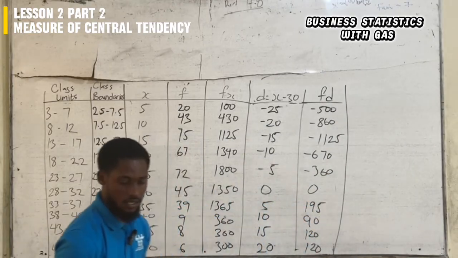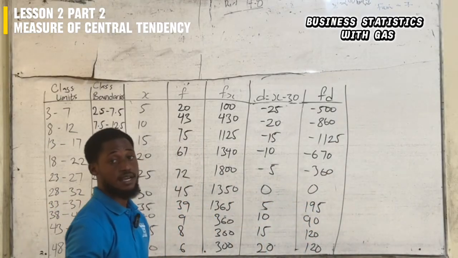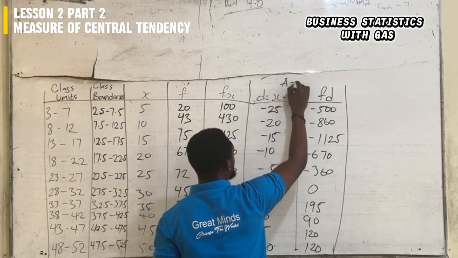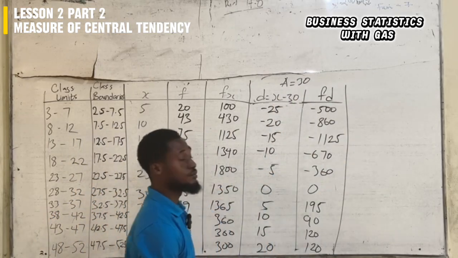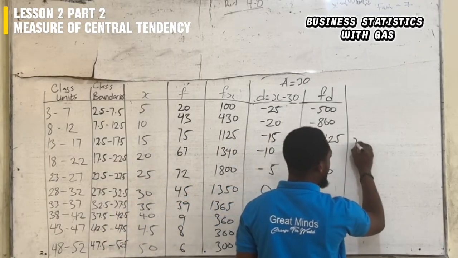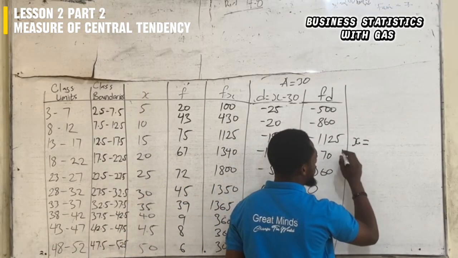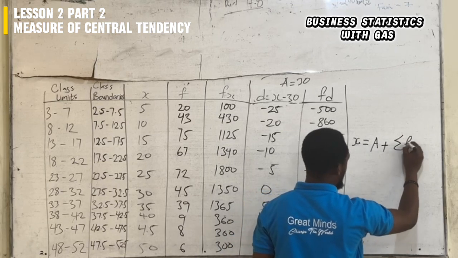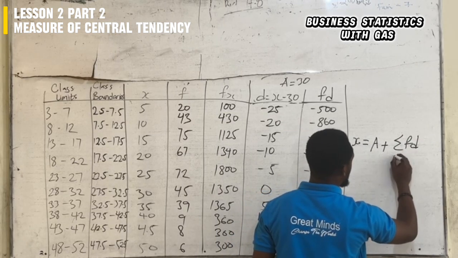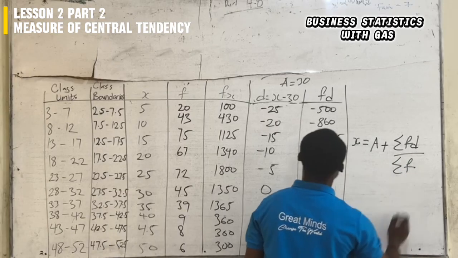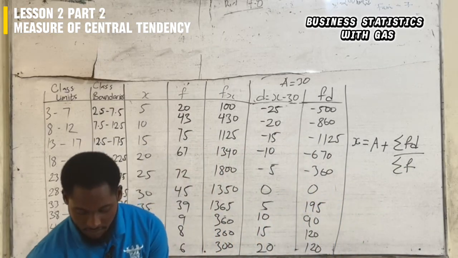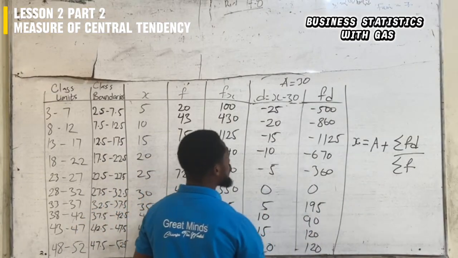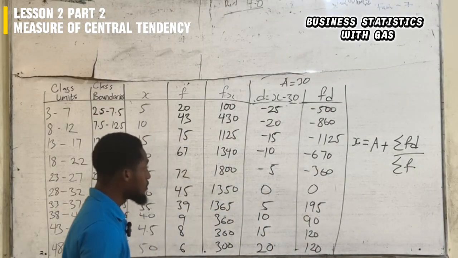In the question, as I said, when you are given an assumed mean question, your A will be given to you. And our A is given to be 30. So now let's look back to the formula of assumed mean. It's x equals A plus sigma FD over sigma F. Good. So now we are going to get our sigma FD by getting the total of the FD.